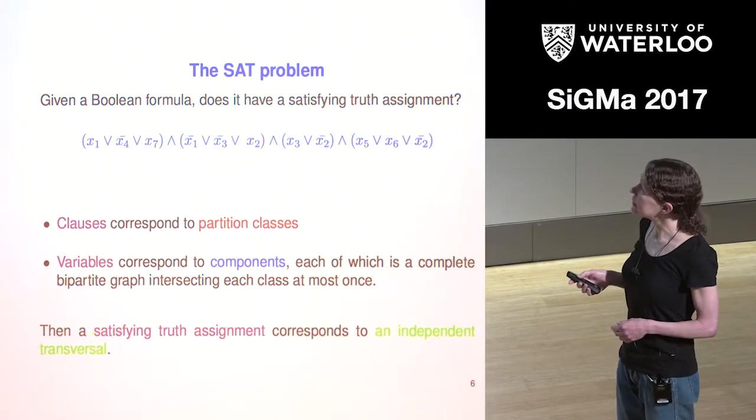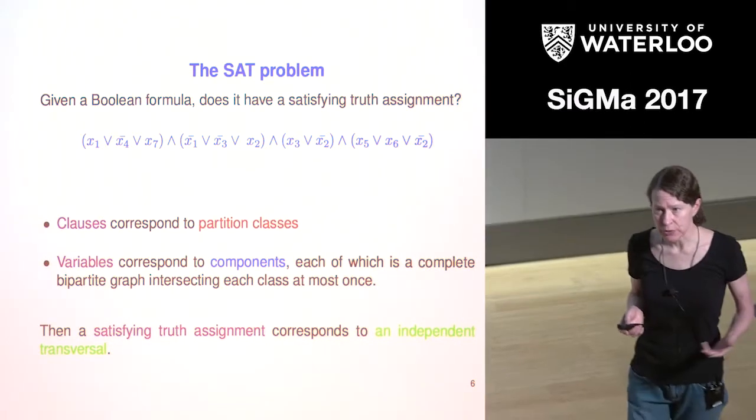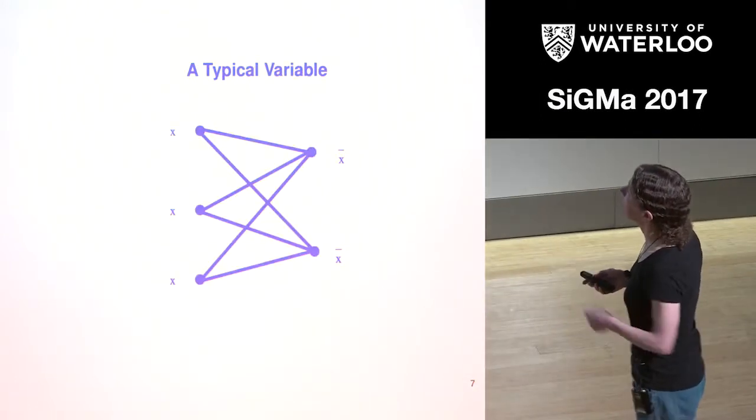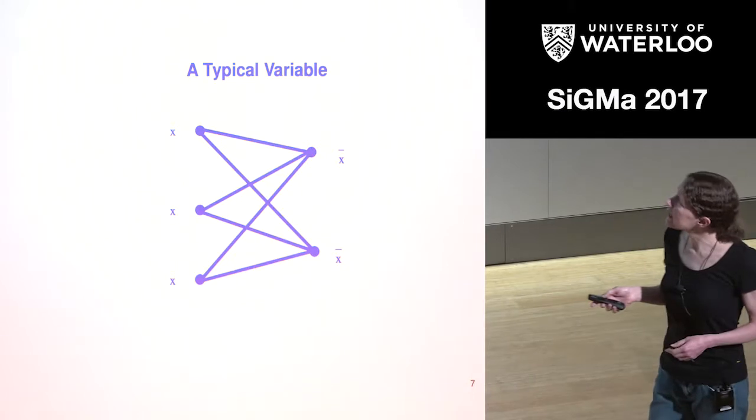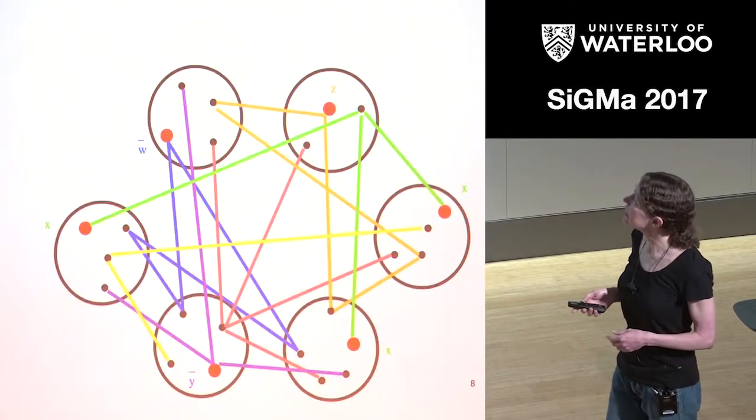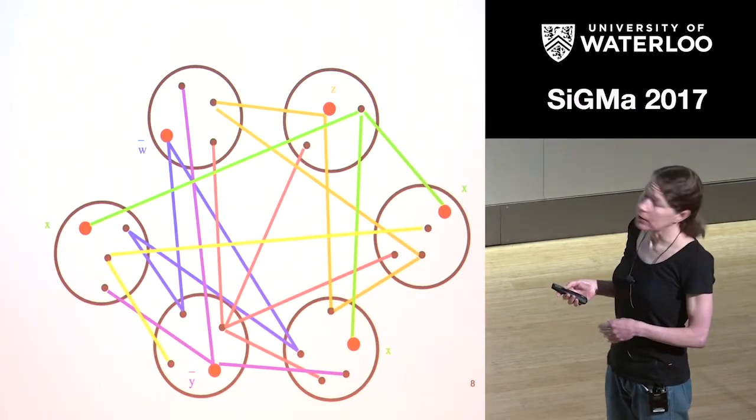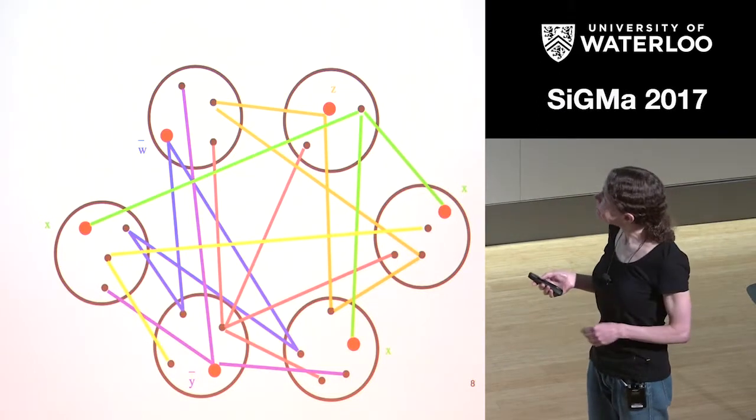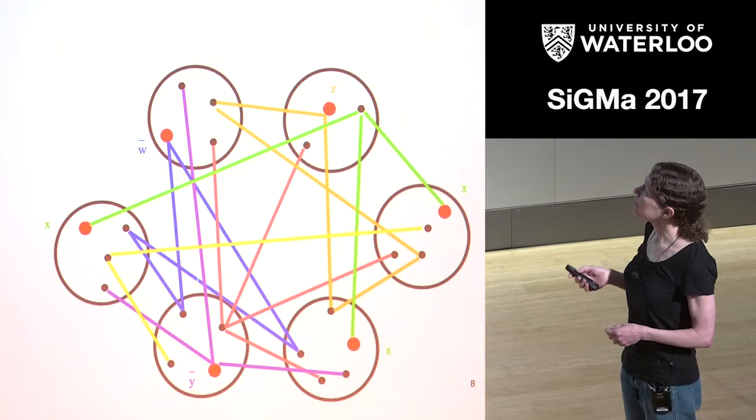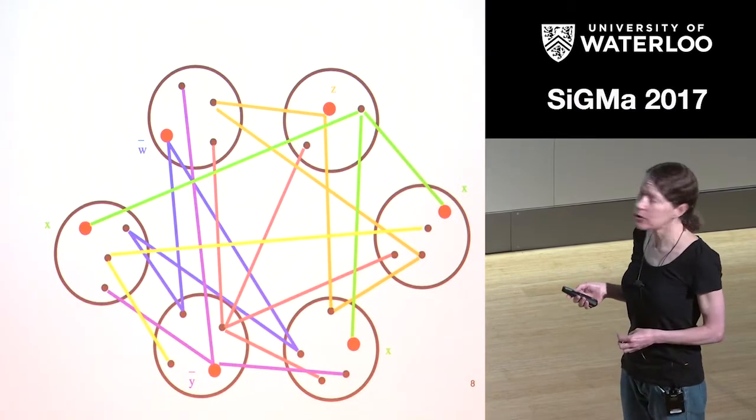And the fact is that satisfying truth assignments correspond to independent transversals in this graph. So just thinking about the components, there's a typical variable, x and not x. You join every occurrence of x to every occurrence of not x. And from a Boolean formula, not the one I wrote, but you can imagine, you will get a vertex partition graph like this. I drew all the components corresponding to variables in different colors.